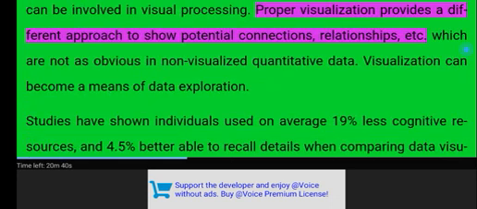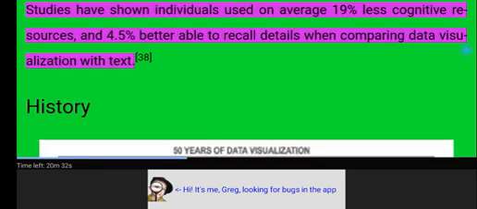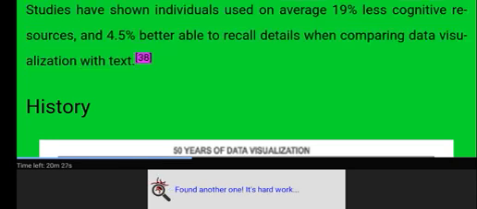Proper visualization provides a different approach to show potential connections, relationships, etc., which are not as obvious in non-visualized quantitative data. Visualization can become a means of data exploration. Studies have shown individuals use on average 19% less cognitive resources, and are 4.5% better able to recall details when comparing data visualization with text.